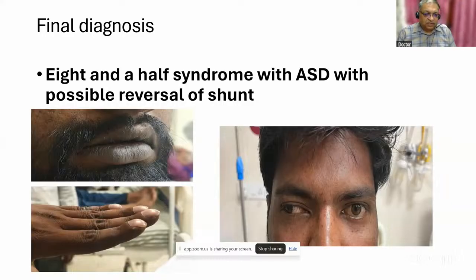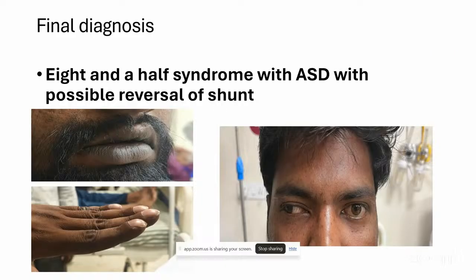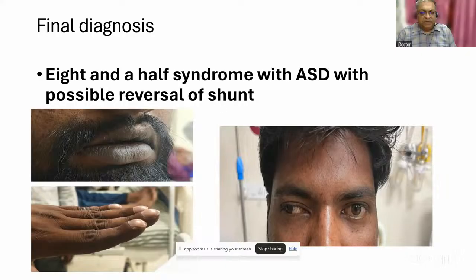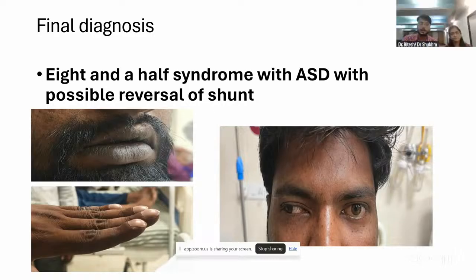What is the further workup planned for this patient? Sir, firstly, blood investigations we will do, and then on radiological investigations, we will plan for the MRI brain, and also MR enterography we can do.